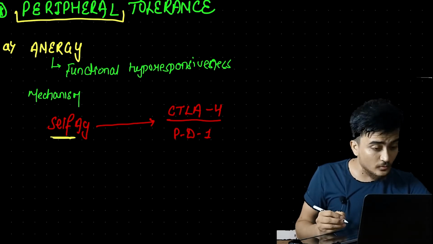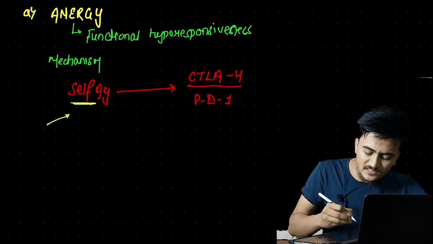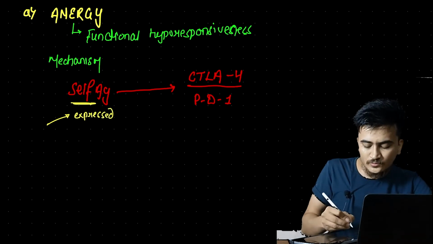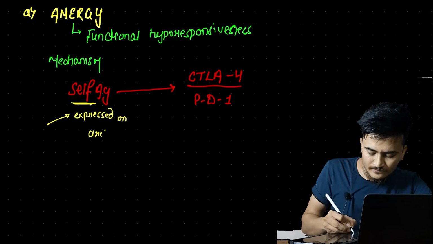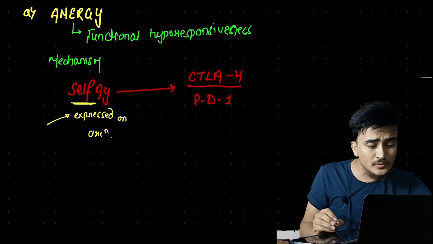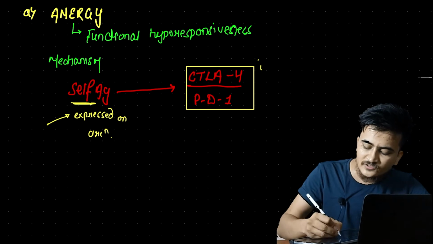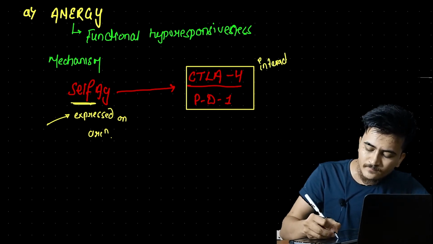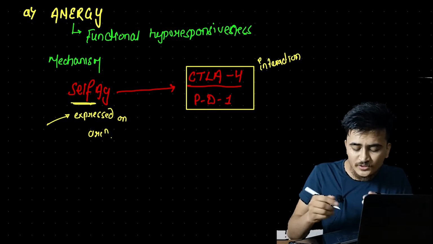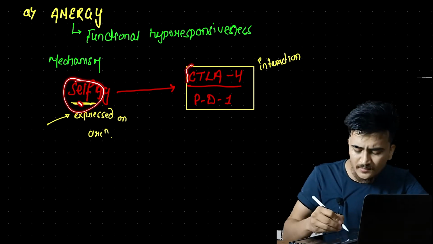What I'm saying is these self-antigens are expressed in peripheral circulation, and when they are expressed, this will cause these two molecules to interact. Interaction between these two molecules. Now what is important? Why are we talking about these two molecules here? Self-antigens, we know we are dealing with self-antigen from the beginning of the lecture, but why these two molecules?